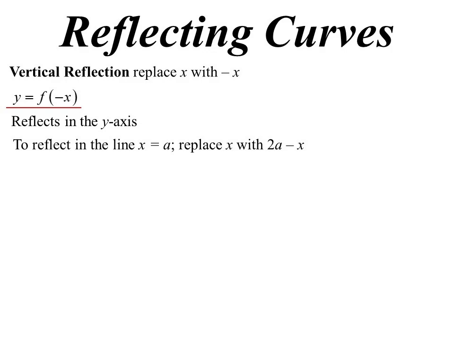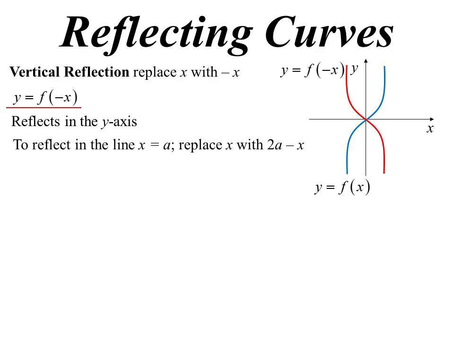So if I want to reflect in the line x equals a, then I would replace x with 2a minus x. Why 2a, not 1a? Well, let me draw a diagram. Here's y equals function x. If I reflect it, I would get function negative x. Remember, we want to reflect actually in the line x equals a. So there's x equals a there. So it has the effect, because of the reflection through a, that the origin ends up going to 2a, not a. So that's why it becomes 2a minus x. So function 2a minus x.